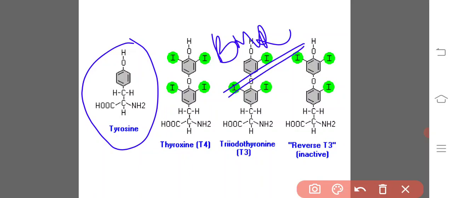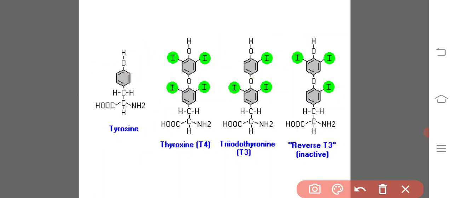It is more active but unstable at target cells. It is broken down quickly after its job. So triiodothyronine contains only 3 iodine atoms and hence is called T3. It is inactive but more stable at the target cells. And just now we discussed, the T3 form is the most widely used form of thyroxine in all the cells.